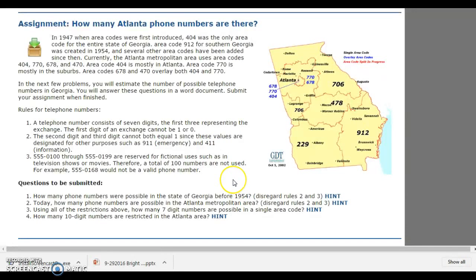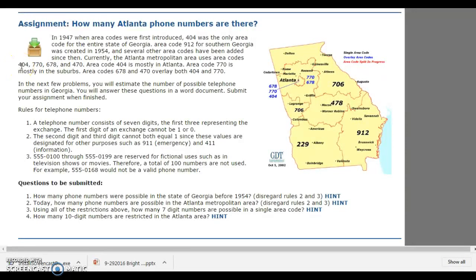Alright, so let's go over the questions. How many Atlanta phone numbers are there? In 1947, when area codes were first introduced, 404 was the only area code for the entire state of Georgia. Area code 912 for southern Georgia was created in 1954, and several other area codes have been added since then. Currently, the Atlanta metropolitan area uses area codes 404, 770, 678, and 470.